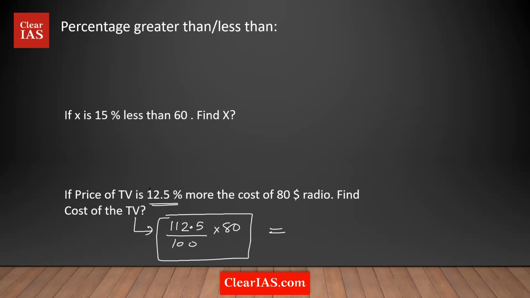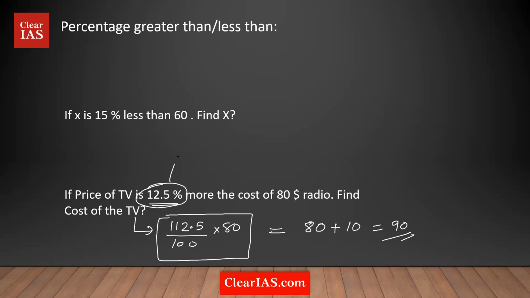Or this is same as 12.5% is 1 by 8, right? So I can say that 80 plus 1 by 8 of 80 is what? 1 by 8 of 80 is $10 more. That's it. This is also 90. So this is also correct. This is also a way to solve it, you get the answer.